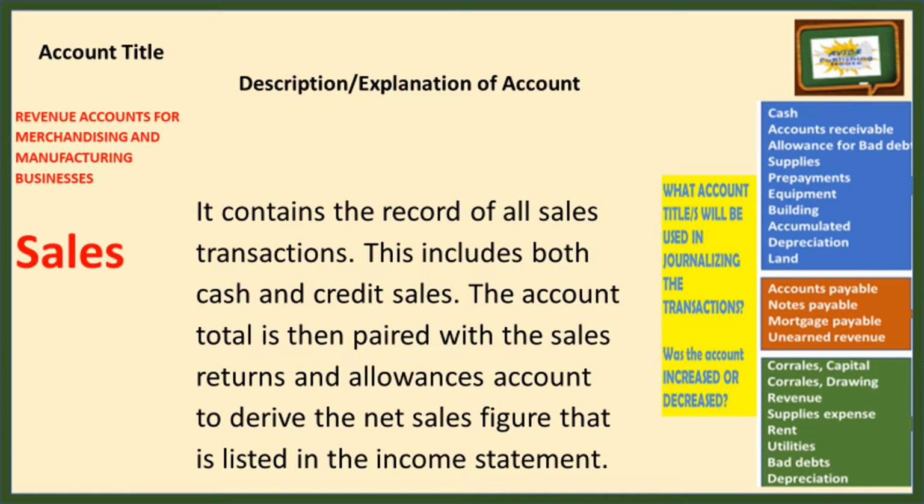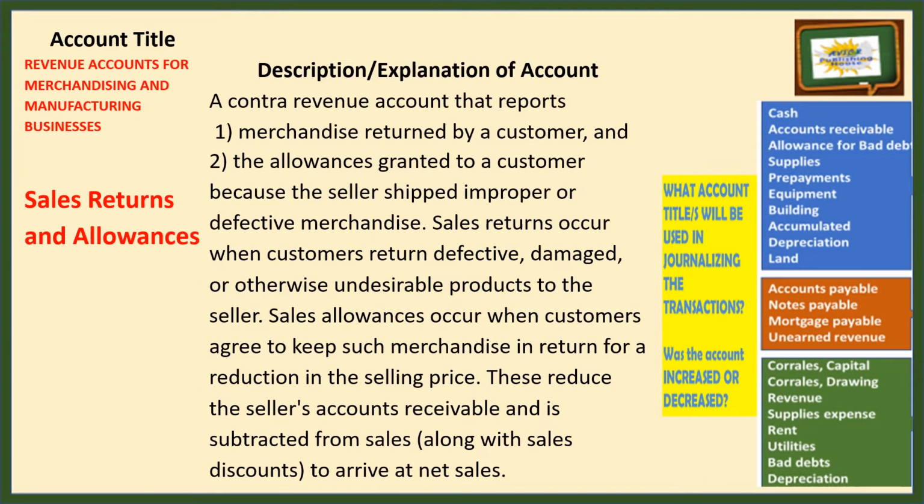This includes both cash and credit sales. The account total is then paired with the sales returns and allowances account to derive the net sales figure that is listed in the income statement. So the sales account has a contra account which is called sales returns and allowances. So this is the sales returns and allowances.